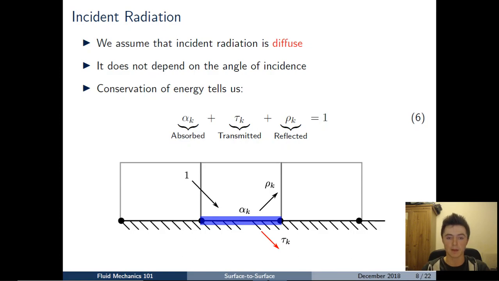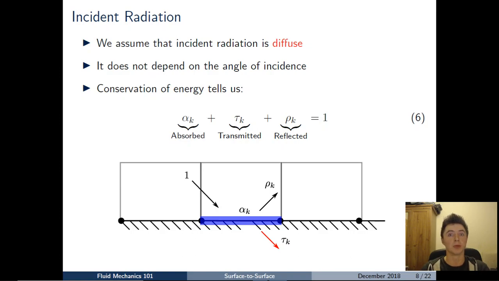cell K, and that cell is going to have some radiation incident upon it, and we're going to say that incident radiation is given by 1, and then of all of that radiation that's incident on the surface, some fraction is going to be absorbed by the cell, that's alpha K. Some fraction will be transmitted and will pass through the cell boundary, and then some fraction will be reflected by the cell, and we give that the notation rho sub K.